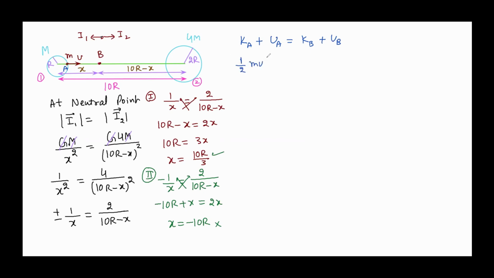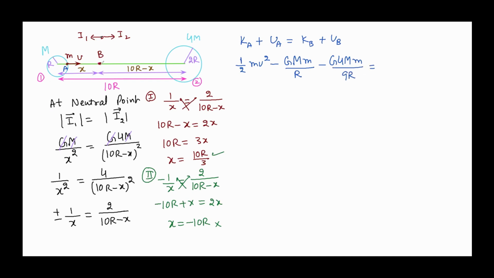Half m into v square. What is the potential energy at A? The mass of this planet is m, so minus GM. The mass of the rocket is small m, and the distance from the center is r. What is the distance of the rocket from the center of the other planet? It is 10r minus r, it is 9r. So what is the potential energy? Minus G, the mass of the planet is 4m, the rocket is m, and the distance is 9r.